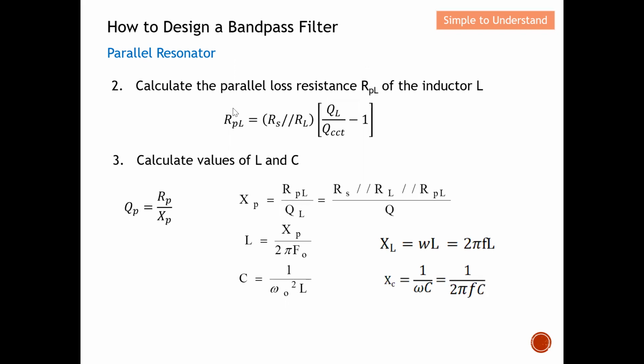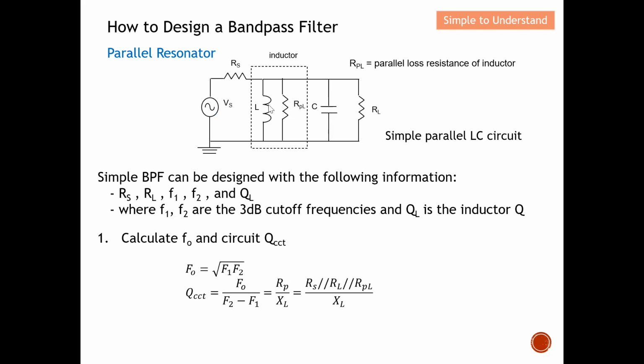Step number 2, we calculate the parallel loss resistor of the inductor by using this equation. In the example, I'm going to show you how to calculate this parallel loss resistor of the inductor. With this, we are ready to calculate the values of L and C. Remember this is a parallel resonator, so they are governed by the equation I shared earlier. The total R is all three resistors in parallel divided by the circuit Q. We can also do this. This is the resistor of the inductor itself. Remember, this is the RPL of the inductor itself.